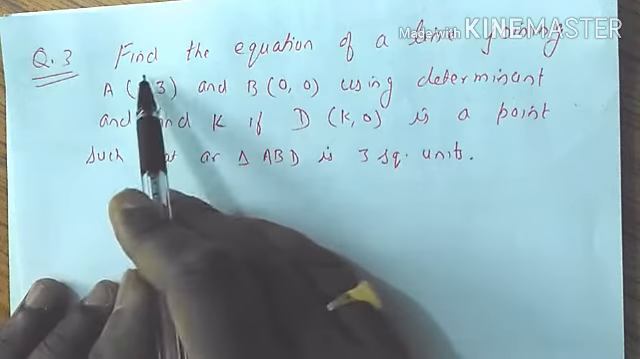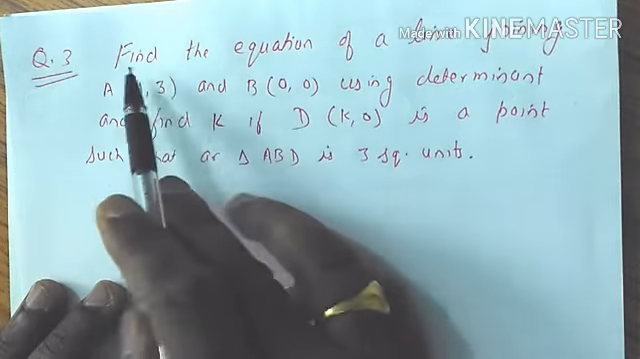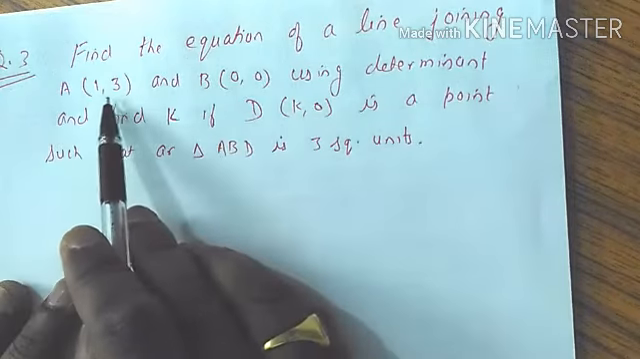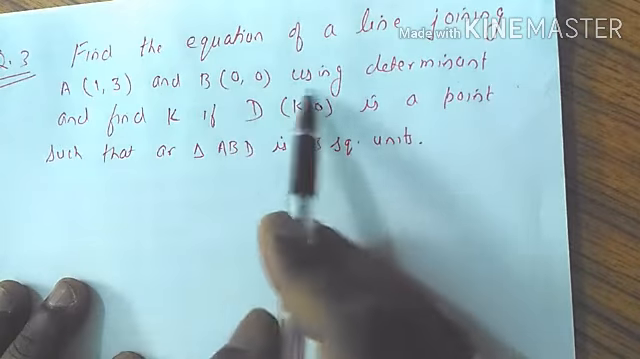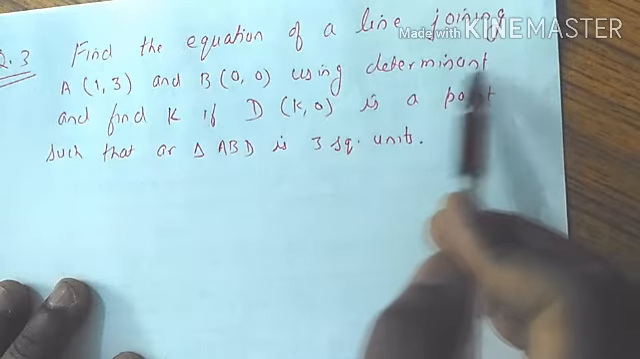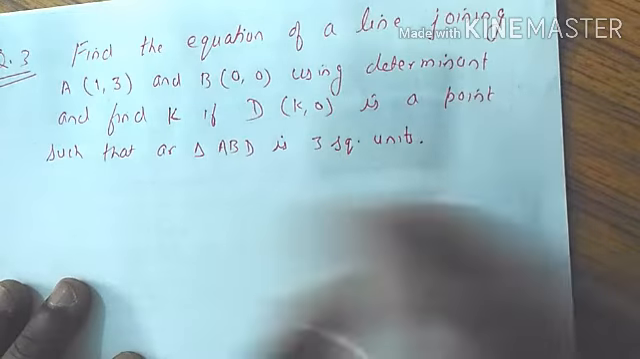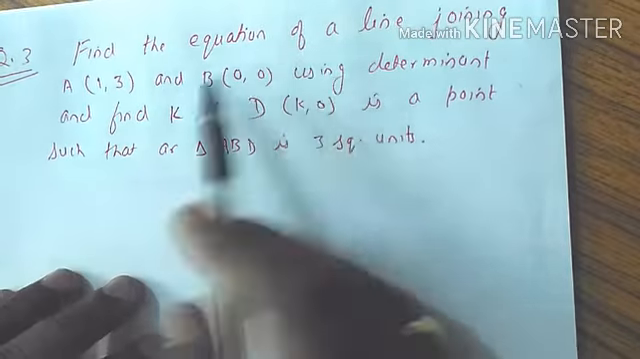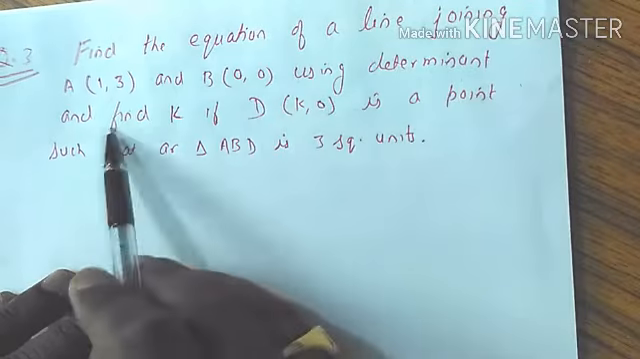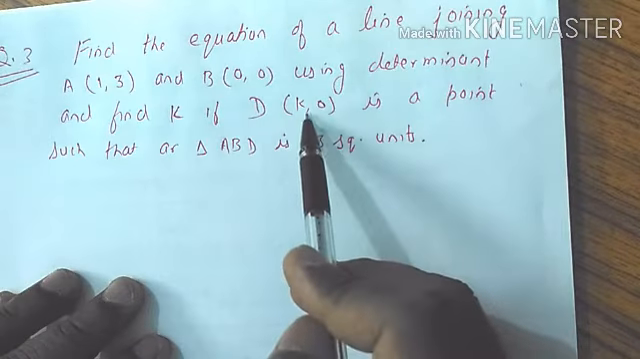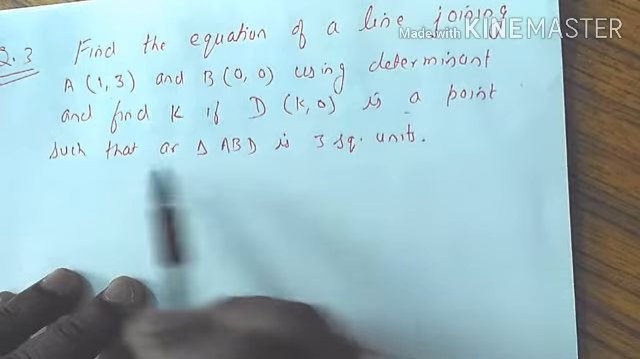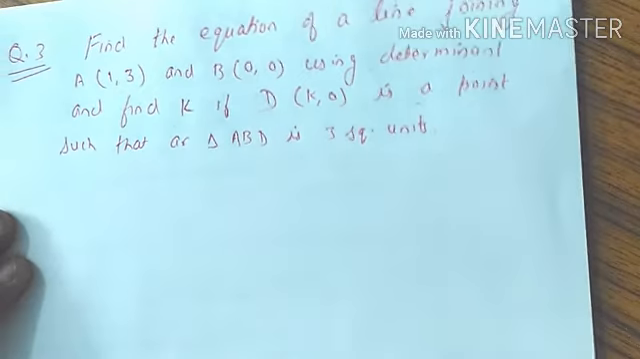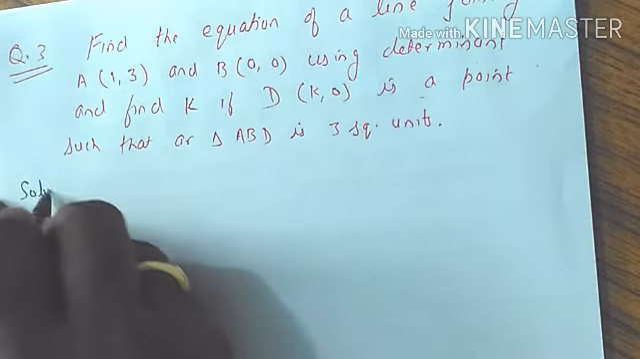Okay, now we will see one more question. Question number 3. Find the equation of a line joining the points A (1, 3) and B (0, 0) using determinant, because it is mentioned here that we have to use the concept of determinant. Otherwise we can do it by the concept of a straight line which we have learned in class 11th. And also find the value of k if D is a point such that area of triangle ABD is 3 square unit. So there are 2 questions attached to it. Let us do the solution.